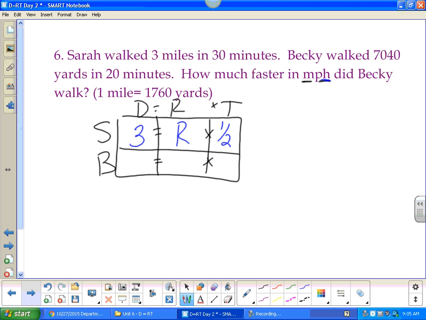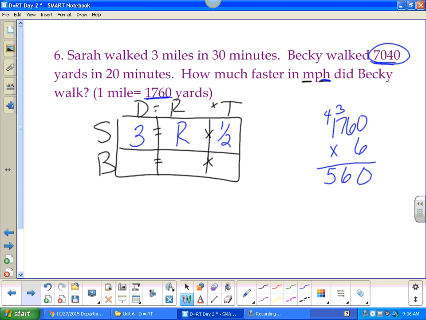So 7,040, I need to figure out how many of those are going to be on there. 7's going to be too much. I'm thinking maybe let's try 6. So let's go 1760 times 6. I'm trying to get to that number right there. So 0, 6 times 6 is 36. 6 times 7 is 42. Plus 3 would be 45.